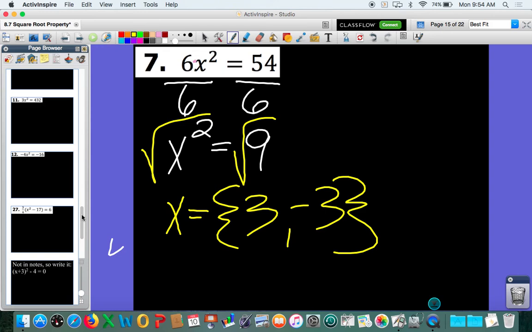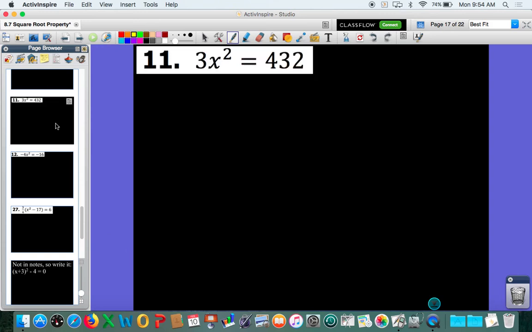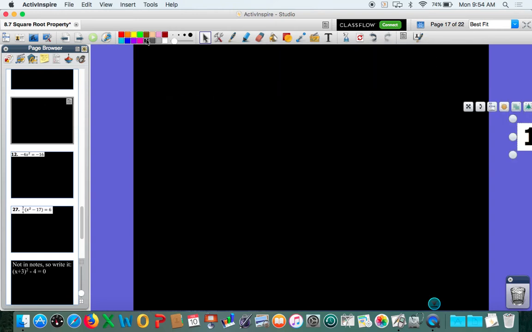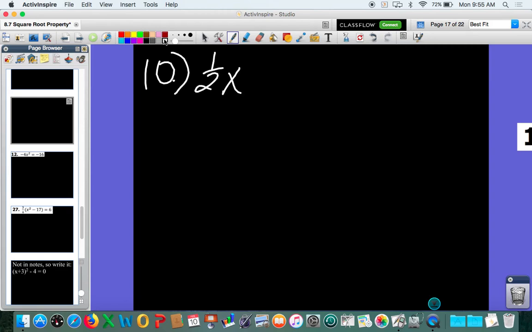There are going to be problems where you're going to have to do more than that kind of step. So I'm going to show you guys a problem like that. I'm going to write it in. So we're going to disregard this number. We're going to just completely get rid of it. We're just not going to worry about it. I'm going to write in number 10. So number 10, I've got 1/2 x squared minus 5 equals 45.